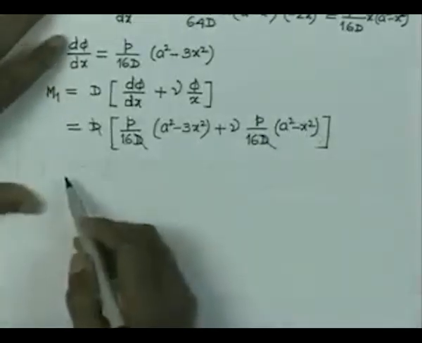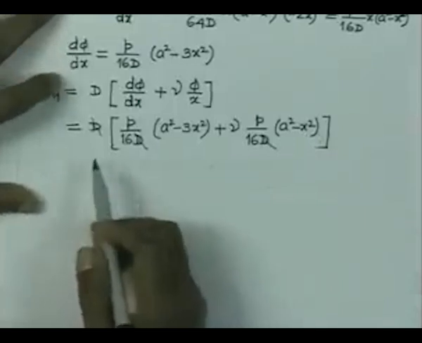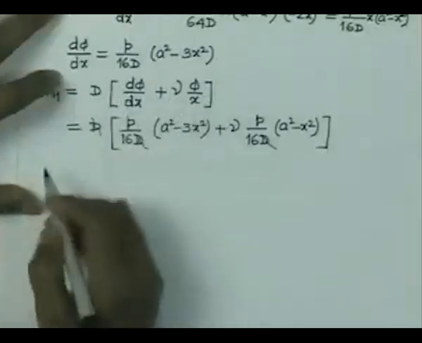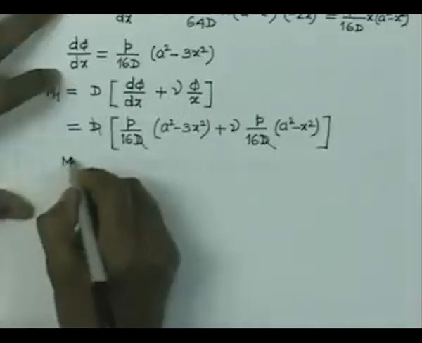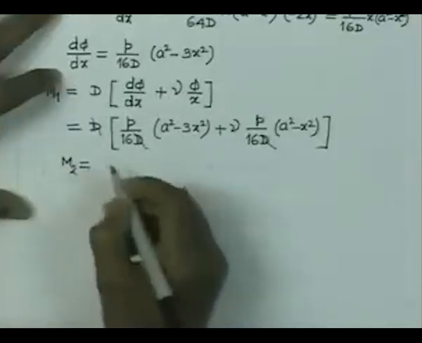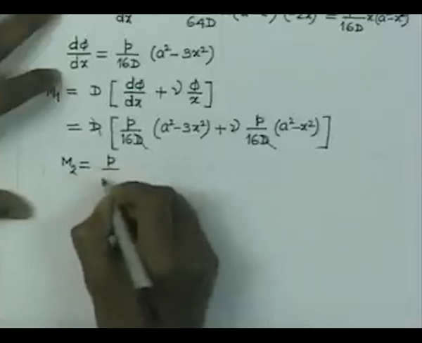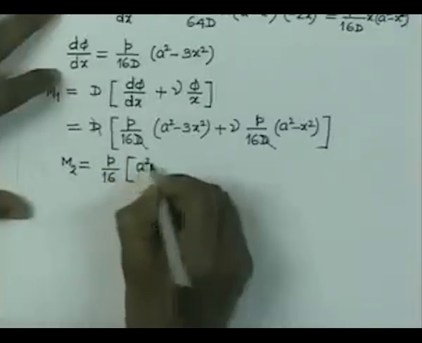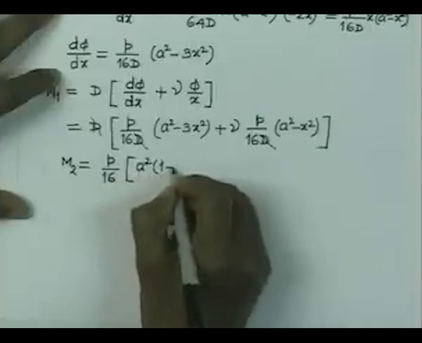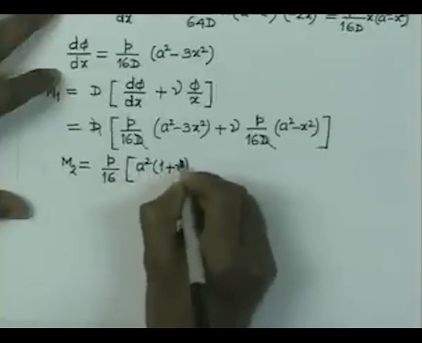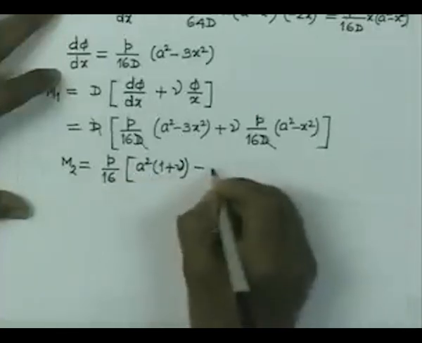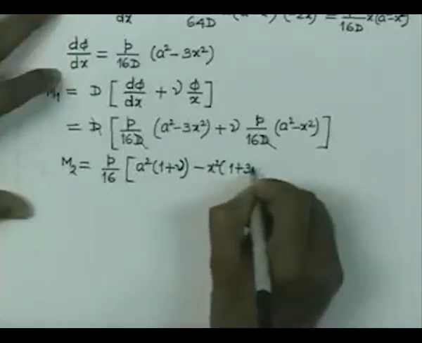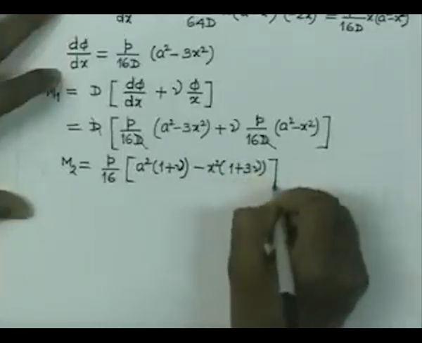Similarly, M2 is going to be given by D into phi by x plus nu times d phi/dx. So we can now write M2 as P by 16 times a square into 1 plus nu minus x square into 1 plus 3 nu.